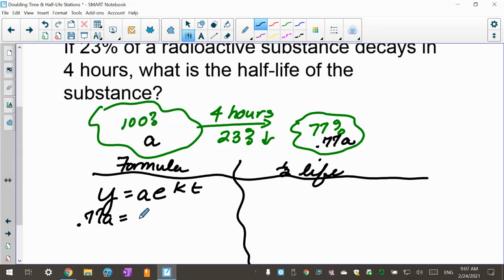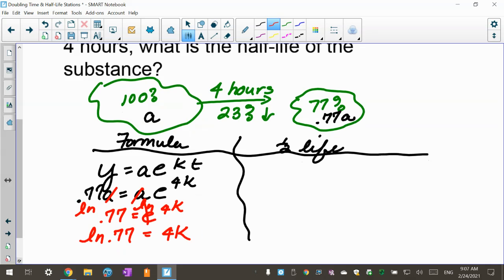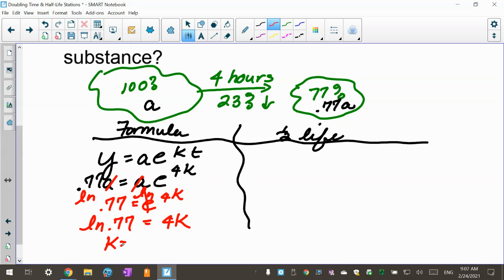0.77 of A is left, and it took 4 hours. Now we can solve for k. 0.77 equals e to the 4k. Natural log both sides. The natural log of 0.77 equals 4k. k equals the natural log of 0.77 divided by 4.